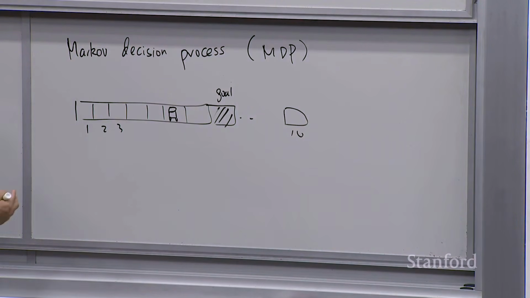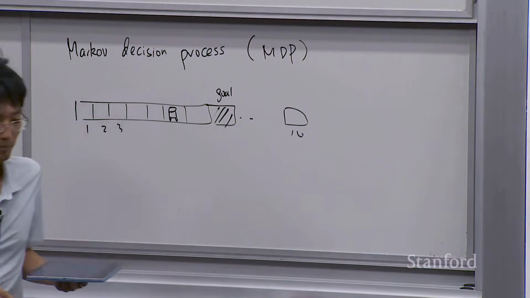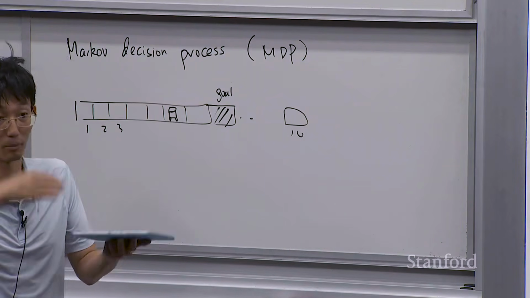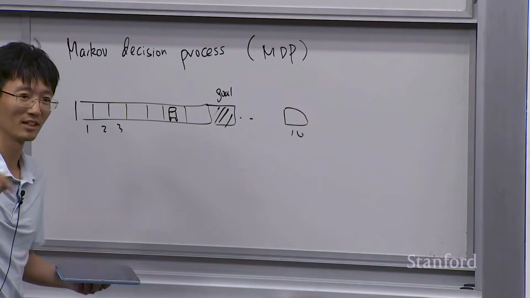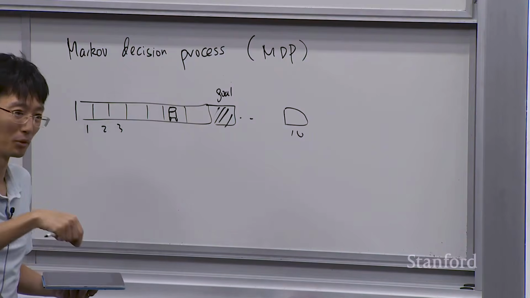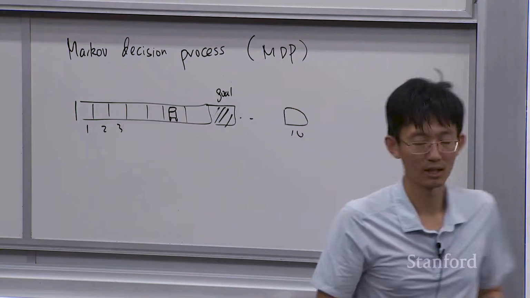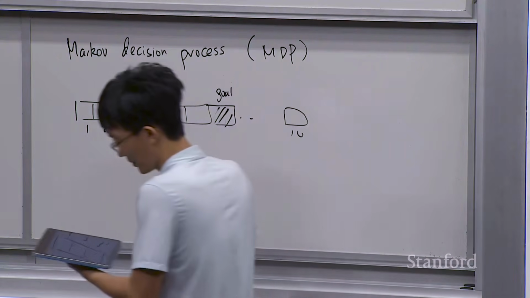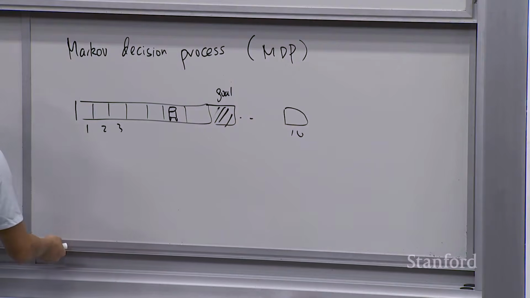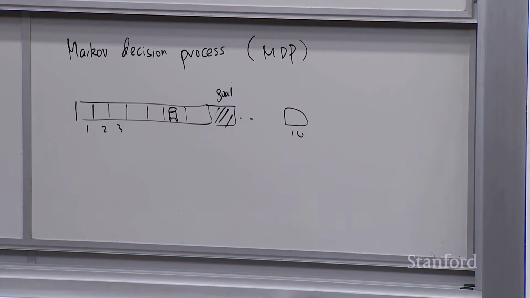You can also think of this as, for example, playing Go, where you have a board which is 2D, and every action is making some move, and so on and so forth.